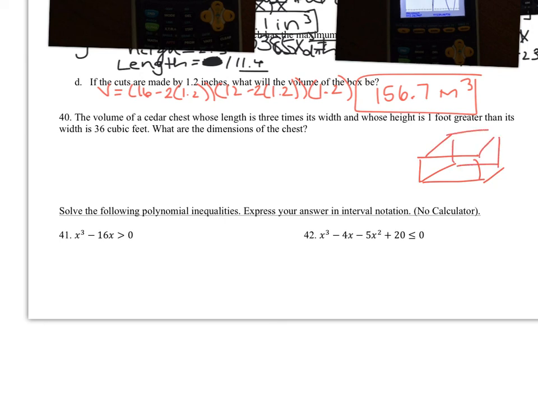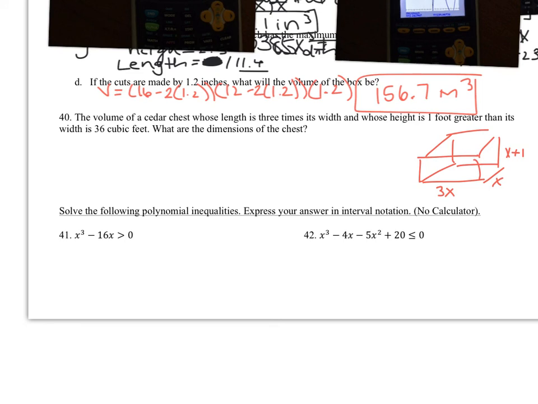So it says its length is 3 times its width and its height is 1 foot greater than its width. So I know the width is x because I know nothing about the width. So the length is 3 times its width, so that's 3x. And its height is 1 foot greater than its width, so x plus 1.